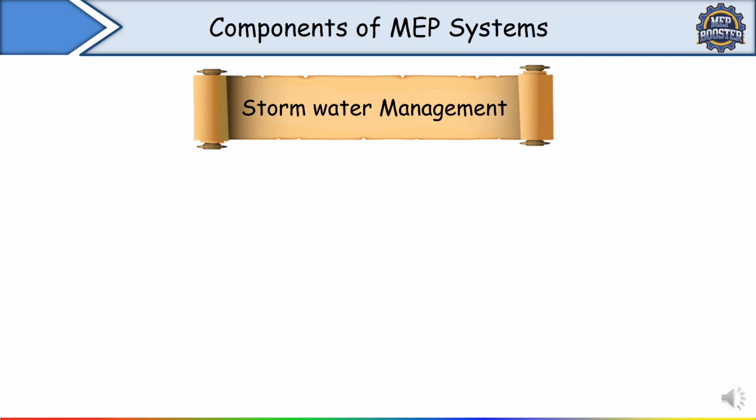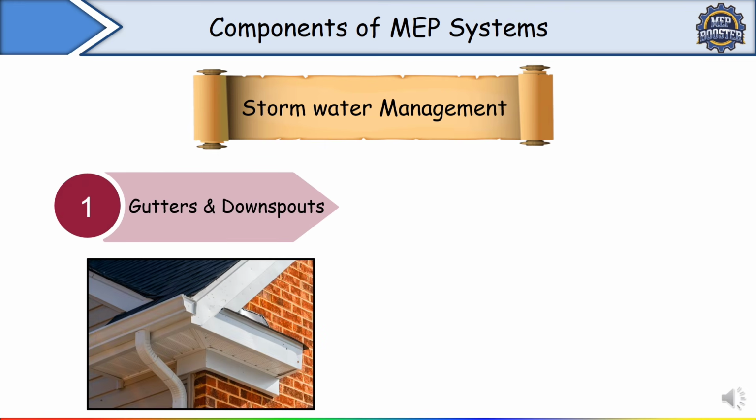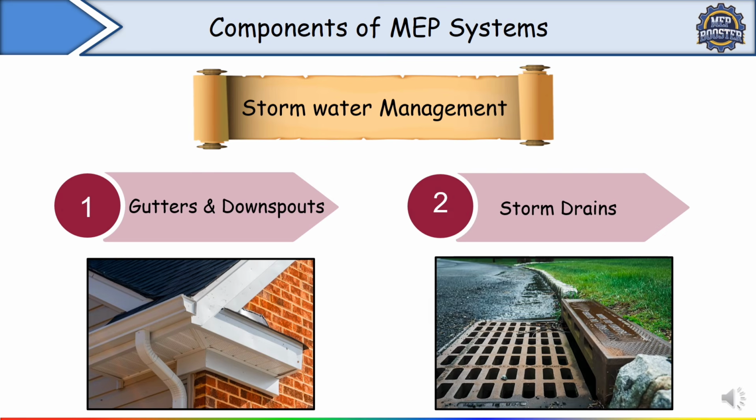Then the next is storm water management. Under that, first we have to see the design criteria of gutters and downspouts. These gutters and downspouts we use to collect and divert rainwater away from the building. That we have to learn in storm water management. And the second one is storm drains. Here we are using channels and pipes that manage excess rainwater and prevent flooding. So these are the components.